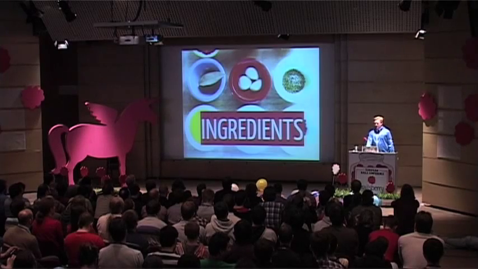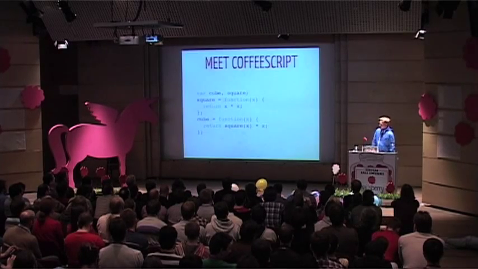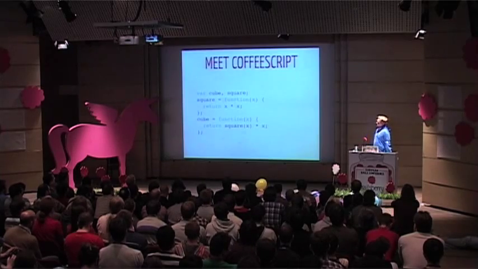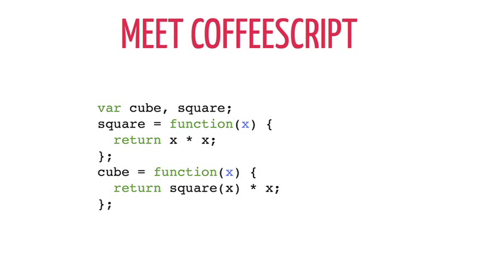So what are the ingredients of this language? Here, I have a little piece of JavaScript. It's a square function and a cube function. And the first step is that we remove the visual noise that the language has. We don't declare the variables explicitly. We remove the parentheses and we remove the semicolons. And it just works. So how does CoffeeScript do blocks when you have no parentheses?